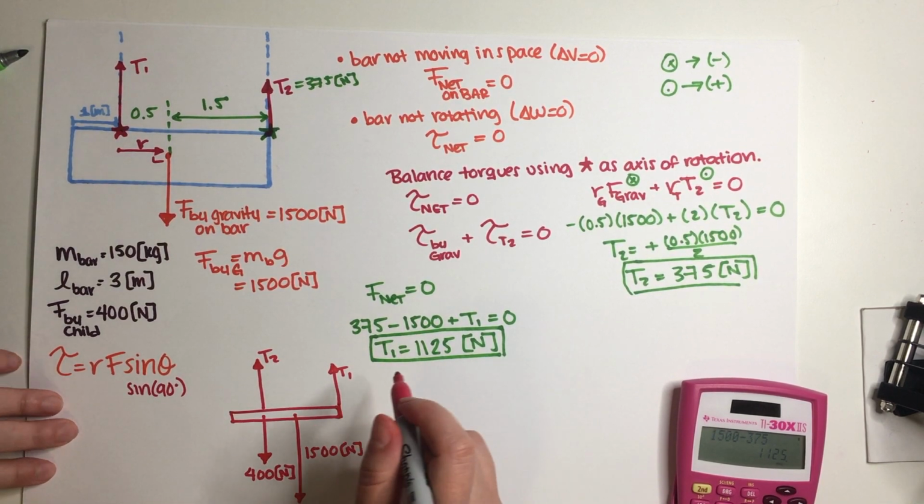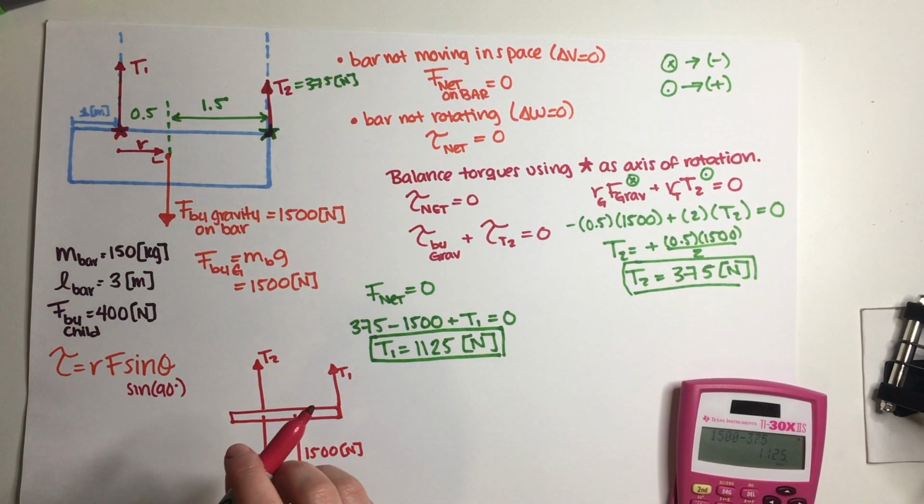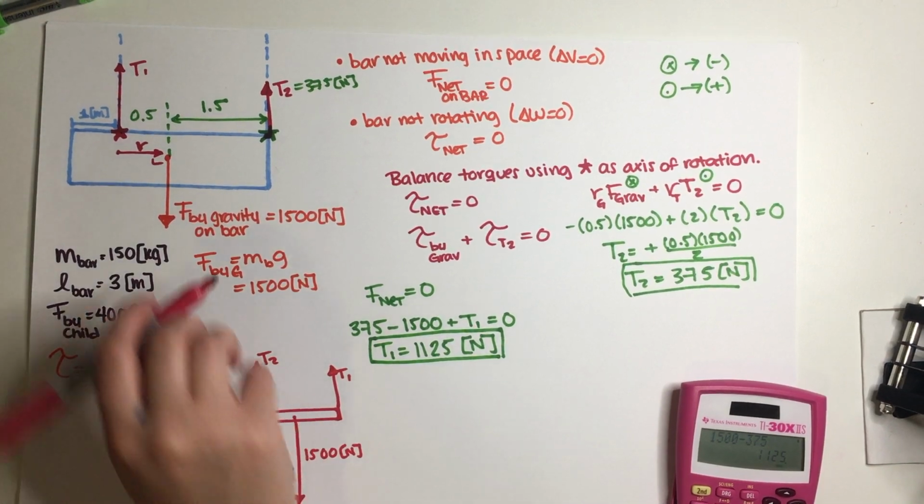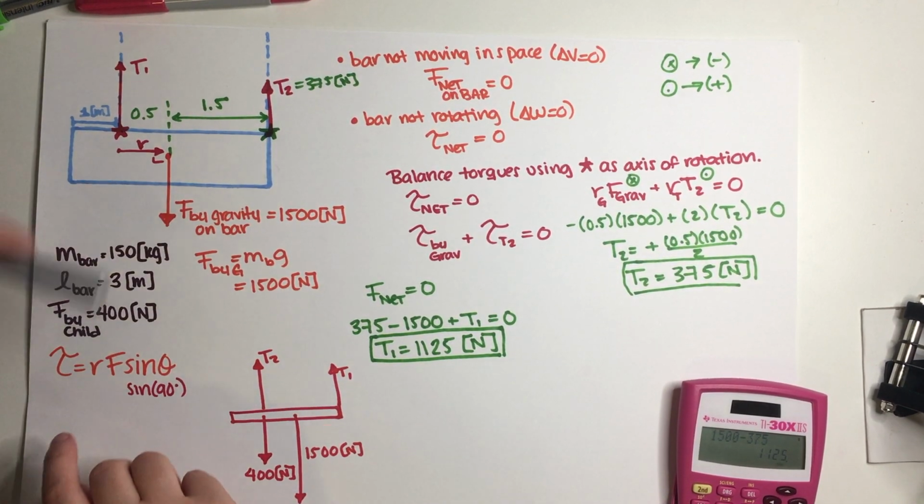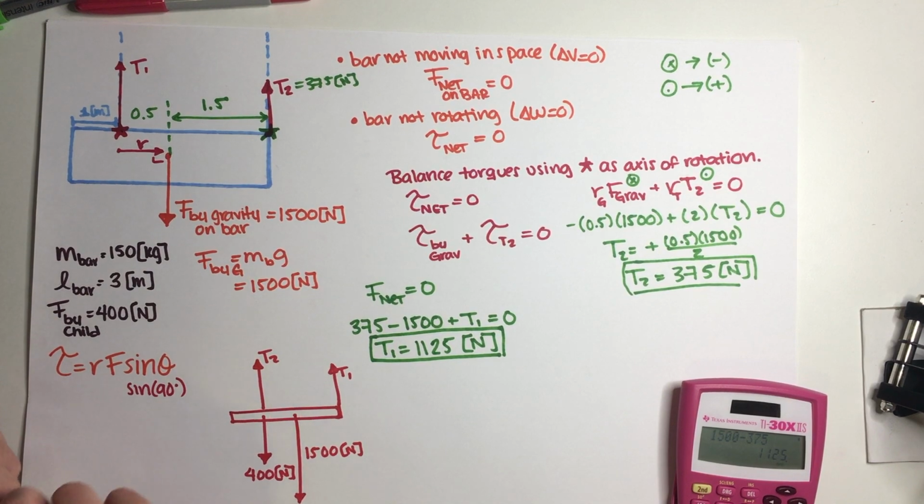Now, why is this problem suggesting that we be clever about our pivot point? Well, this is actually very true. If we are clever about the pivot point, then this problem is actually very, very easy. Let me show you how.